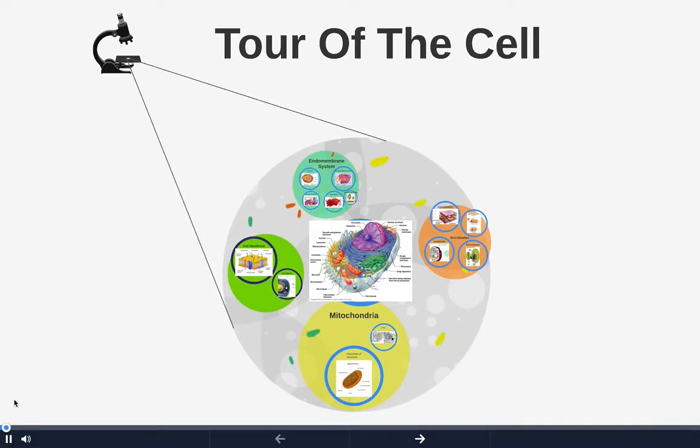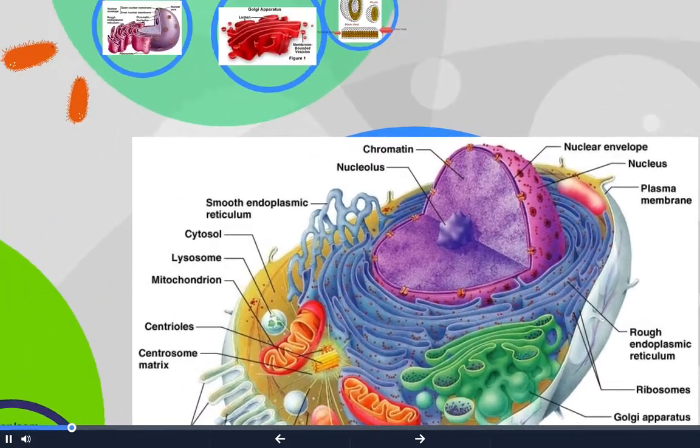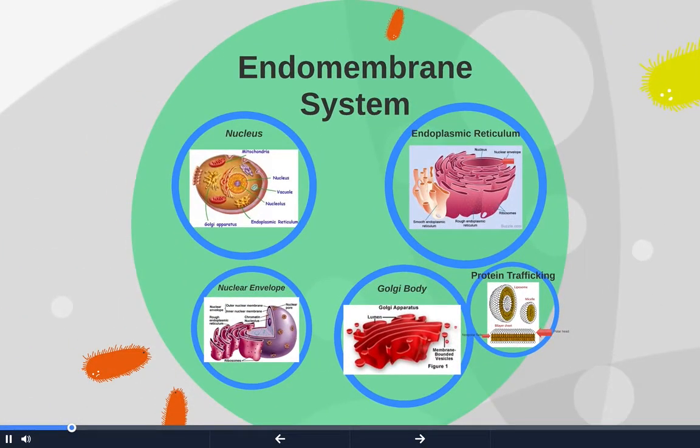Welcome to the tour of the cell, where we will be discussing the different organelles that perform unique jobs within the amazing cell. The cell is one of the most complex structures in existence. Inside each molecule, the basic components for life exist, and this virtual tour is meant to explain each of these structures in detail. The first stop is the endomembrane system.